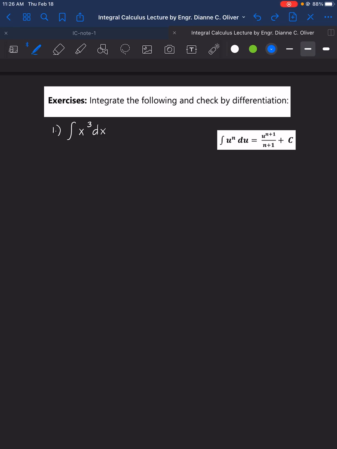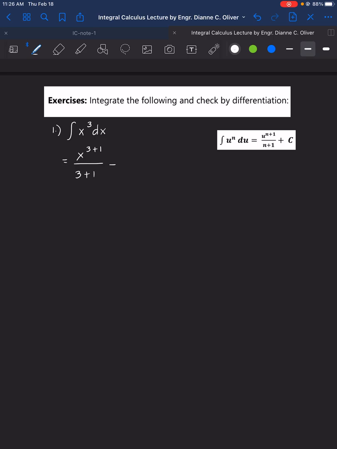Okay, let's solve for number 1 using that pattern. So that is equal to, so we copy the base. Using this pattern, the base here is x, then the exponent is 3. We plus 1 for the exponent, and what happens on the exponent becomes the denominator. So that is 3 plus 1.